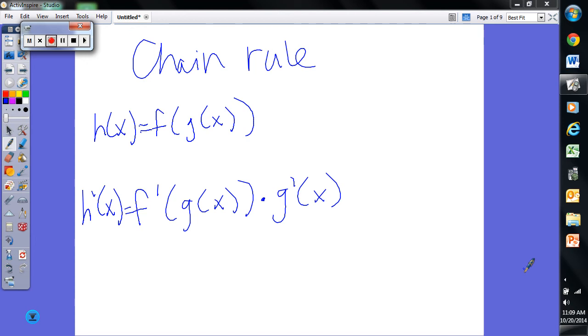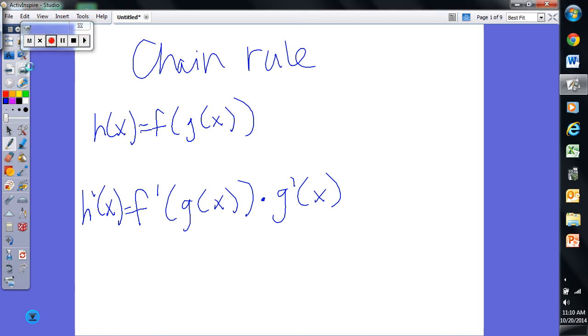Basically, if you have a function h of x that is the composition of two functions, f of g of x, the derivative of h of x, or h prime of x, is the derivative of f. So you take the derivative of the outside function, but leave the inside function alone, and then multiply by the derivative of the inside function.